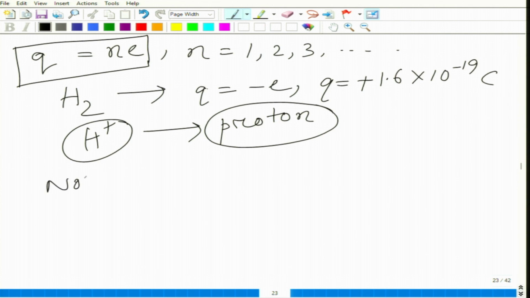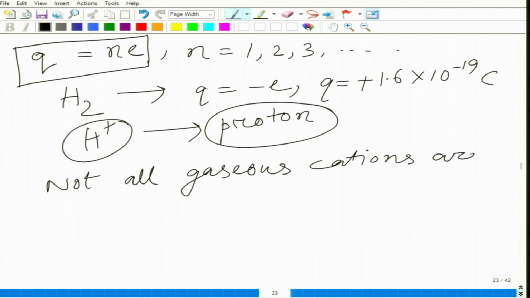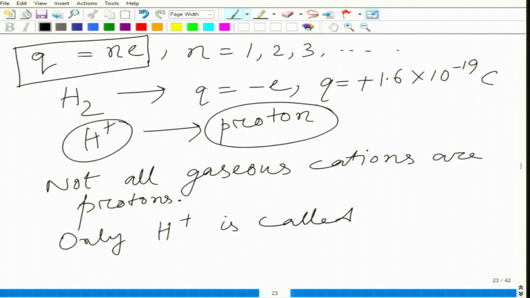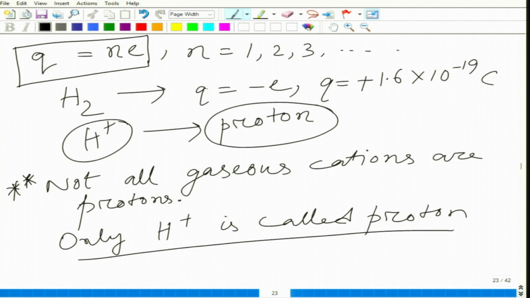Remember, not all gaseous cations are protons. Only hydrogen plus is called a proton. This is a very important thing. Only the H plus ion is called a proton. All positively charged cations are not called protons. So now we will see some important factors of the proton.